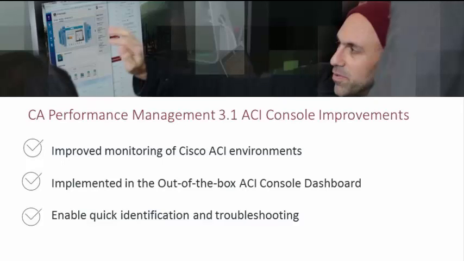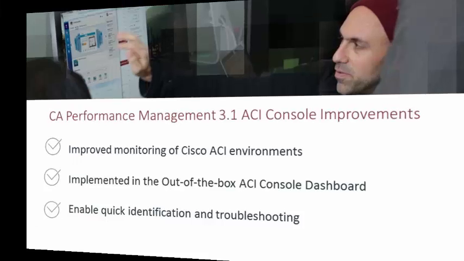CA Performance Management 3.1 contains several enhancements which improve the ability to monitor Cisco ACI environments, which was introduced in our last release. This video examines these enhancements, which were implemented on the out-of-the-box ACI console dashboard with the goal of enabling quick identification and troubleshooting of health issues in ACI environments.